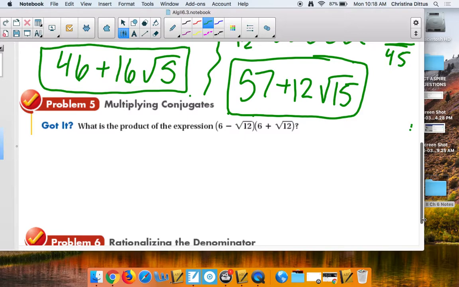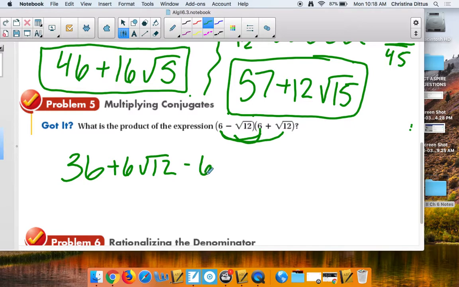Okay, same thing. What are we going to do to solve this? Yeah, distribute. FOIL. Okay. 6 times 6. 36. 6 times the square root of 12. Plus 6 square root of 12. Good. How about 6 times minus square root of 12? Negative 6 square root of 12. Cancels them. And then I have negative square root of 12 plus square root of 12.